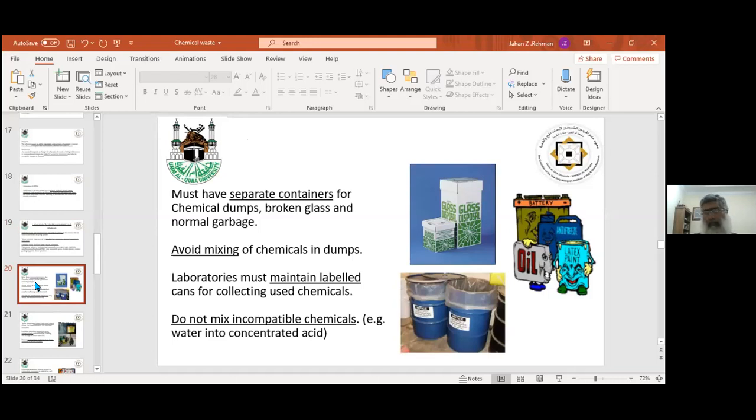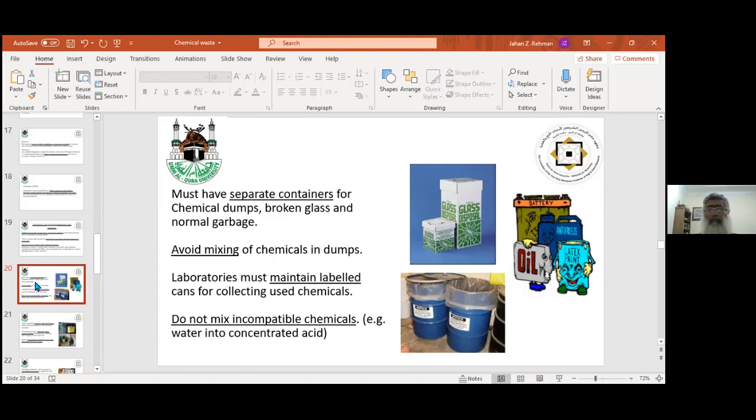Glass waste, glass disposal. There's a lot of glass waste in the lab because you are using glass beakers, glass cylinders, glass pipettes. Everything is made of glass. So there is supposed to be a big garbage portion of glass. You have to use separate disposal boxes for the glass. Then you have separate disposal canisters for the liquid chemicals and solid chemicals.